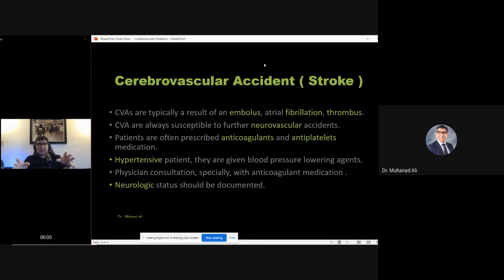Usually, as I said, most of the patients with cerebrovascular accident or MI, or angina pectoris, I mean ischemic heart disease, do have hypertension. And then you have to control the hypertension. I mean, you don't have to control the hypertension by yourself. You have to monitor the hypertensive patient before and during the surgery and immediately after the surgery.